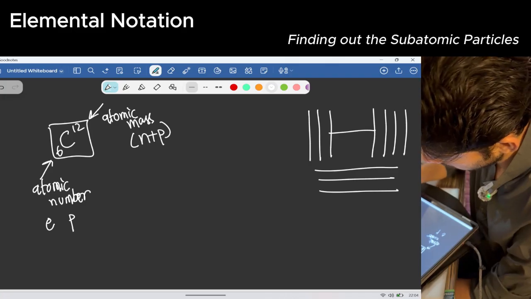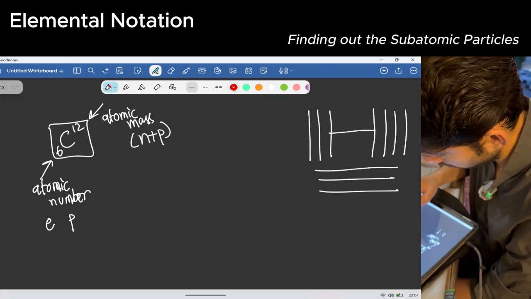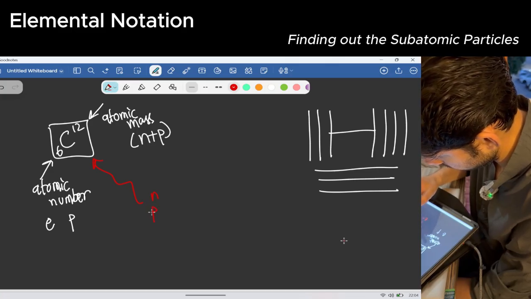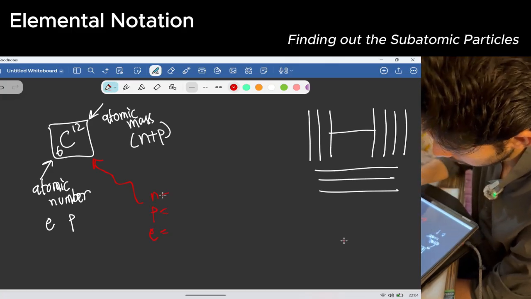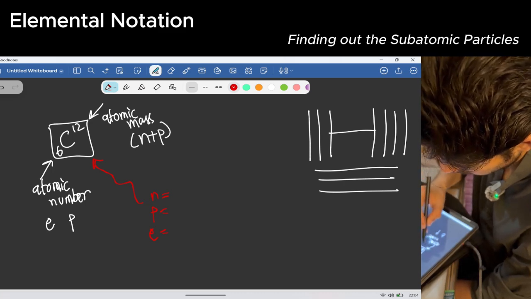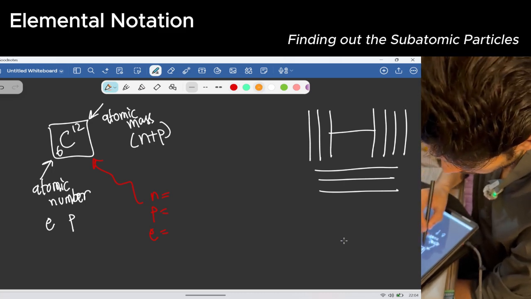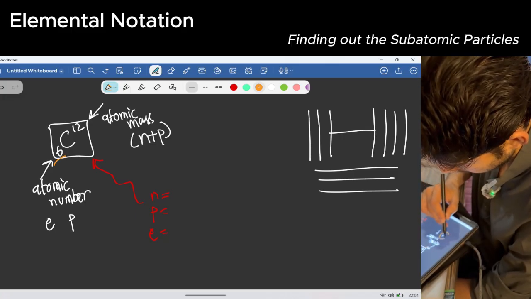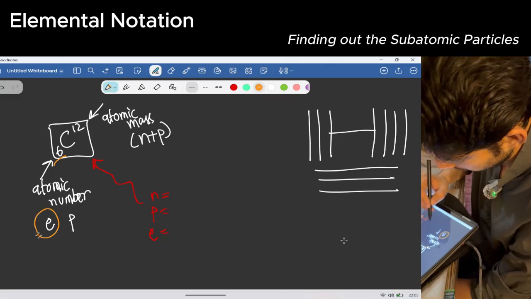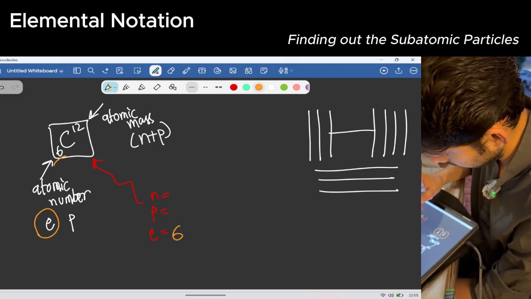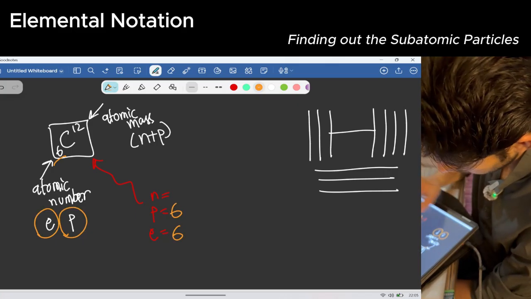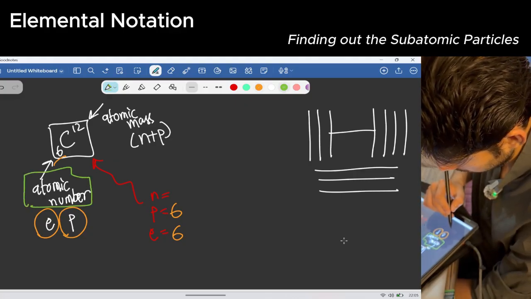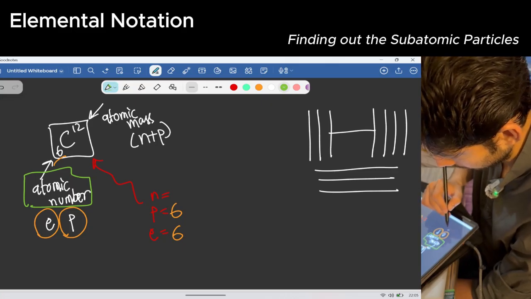So if there's a question where we need to find out the subatomic particles of carbon by looking at this elemental notation, what we are going to do is simply follow some simple steps. Now if we see this small number, you can see that I've got my electrons as 6 over here, my protons as 6, because this atomic number, the small number, lets us know the total quantity of protons and the total quantity of electrons, right?